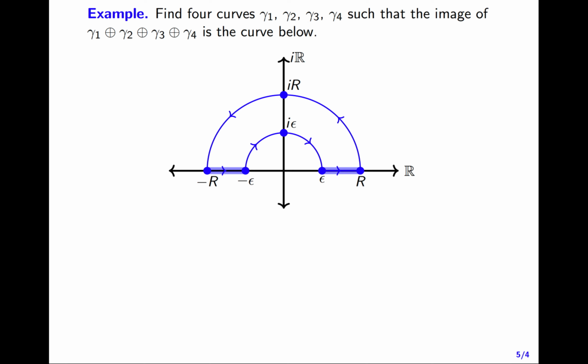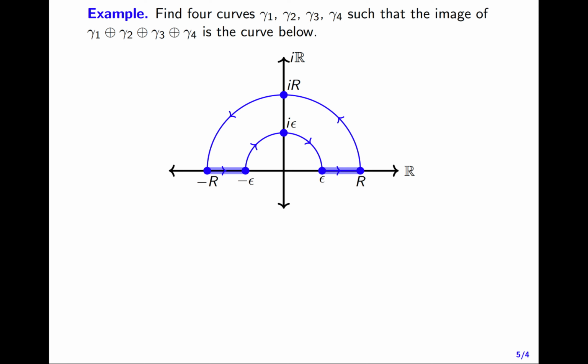As an example, let's find four curves, gamma 1, gamma 2, gamma 3, and gamma 4, such that the image of their composition, gamma 1 composed with gamma 2, composed with gamma 3, composed with gamma 4, is the curve below. Now, a couple of things about how I like to draw curves. First, if there's an obvious initial and terminal point to a curve, I will use an arrow to indicate that. So look at the upper arc here that starts at r, passes through ir, and goes to minus r. I have arrows pointing on the arc from r to ir, and then from ir to minus r, and that tells you that you should be tracing out this arc in the counterclockwise fashion that we know and love from trigonometry.